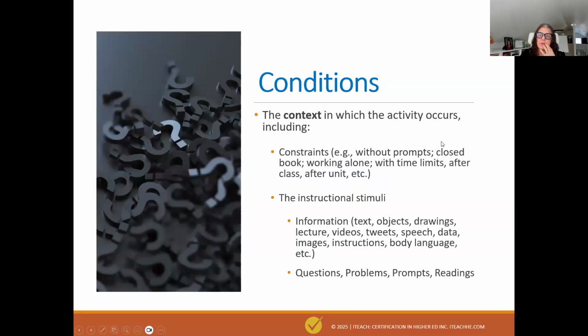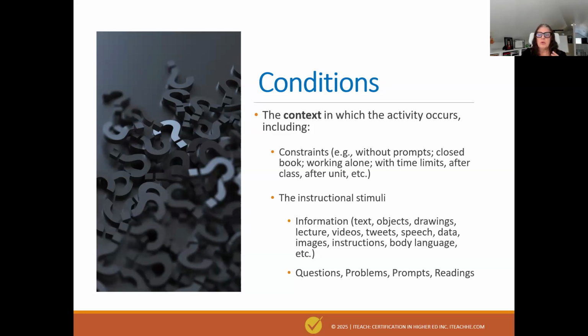So conditions. What is that? That's the context in which the activity occurs. It can be constraints. It may say, given 10 minutes, you will need to do this, or after class, or at the end of the program, at the end of the course. There can be that kind of constraint.